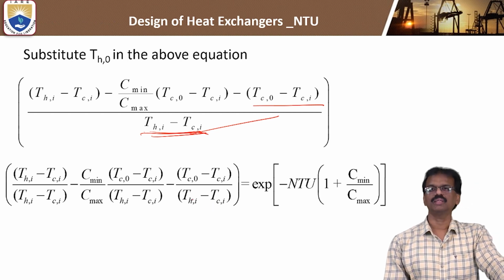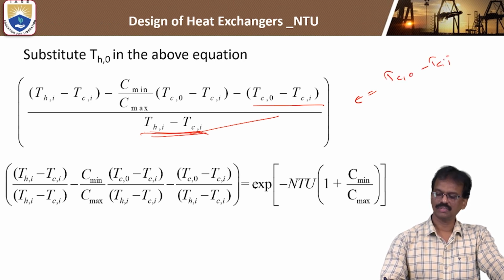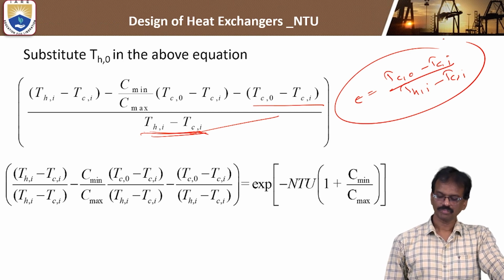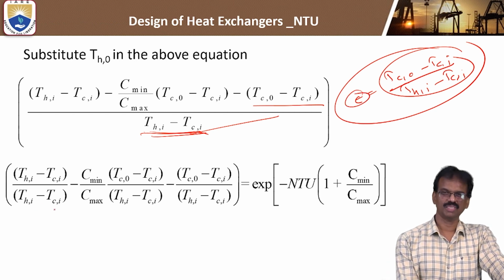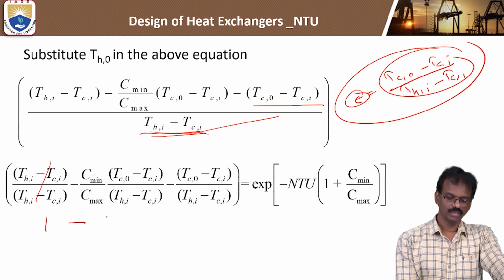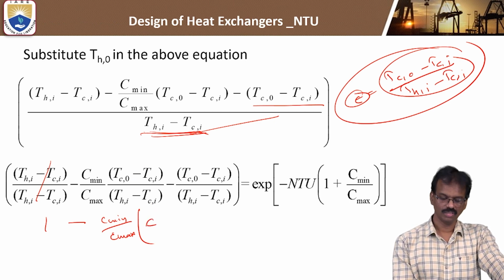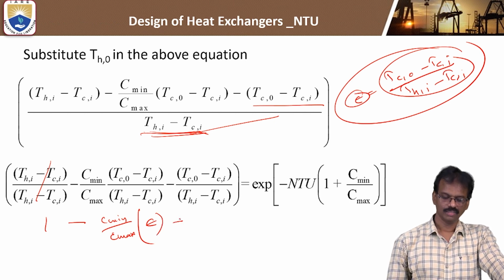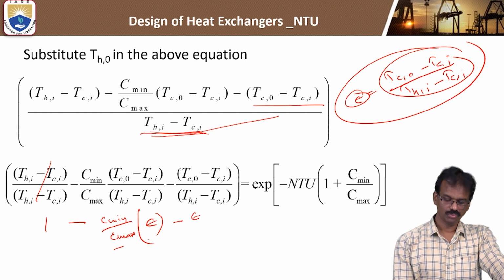Then we can apply equation 1 here. You know the formula of equation 1: epsilon is equal to (TC0 minus TCi) by (THi minus TCi). This is the effectiveness formula. In this case, we can substitute the epsilon value. Here THi minus TCi by THi minus TCi is the same, so this is 1 minus C minimum by C maximum into (TC0 minus TCi) by (THi minus TCi). That is the epsilon value according to equation 1. Minus, the same here also, (TC0 minus TCi) by (THi minus TCi), here also the epsilon value.